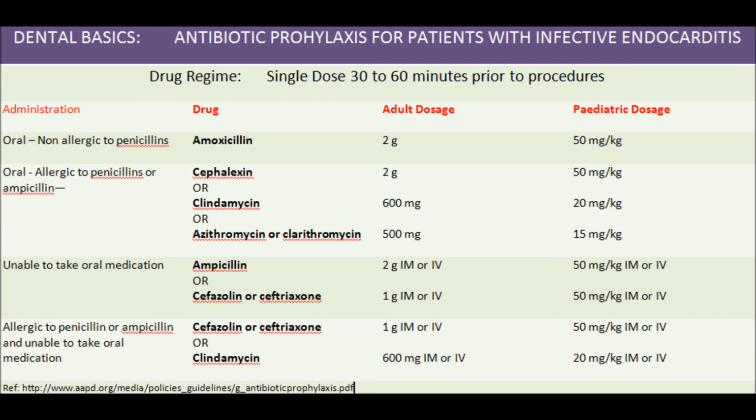And if the patient is allergic to penicillin or ampicillin and is unable to take oral medications, then again you have to give cefazolin or ceftriaxone in the dosage of 1 gram IM or IV for adults and 50 milligrams per kg IM or IV for children, or clindamycin 600 milligrams IM or IV for adults and 20 milligrams per kg IM or IV for children.